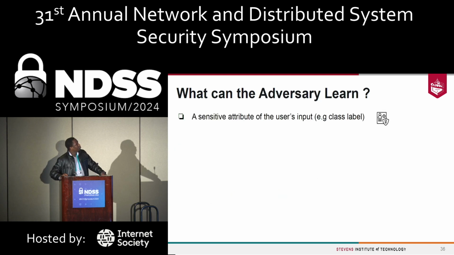So what does the attacker aim to learn? As we saw in the earlier example, the attacker aims to obtain a sensitive attribute of the user input. In the case of our cancer example, that is the class label of the input, whether it's malignant or benign.